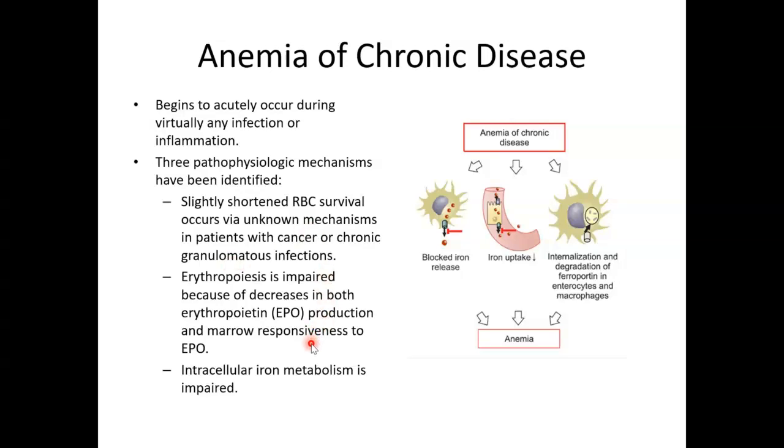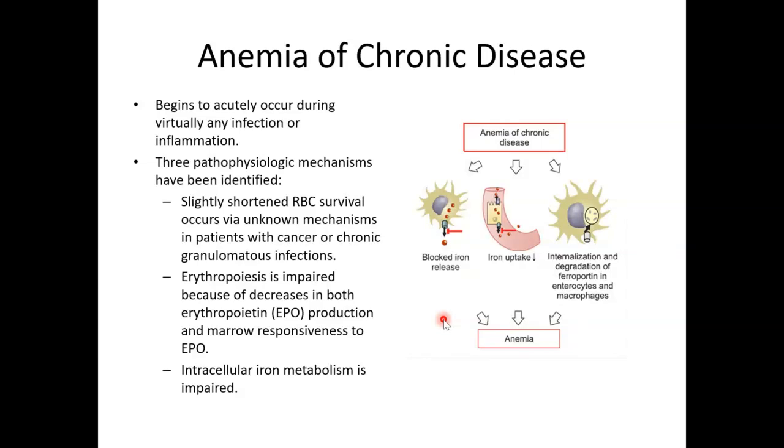Number two, erythropoiesis is impaired because of a decrease in both the production of EPO and the bone marrow's ability to respond to EPO. So if there's some type of process going on here, obviously the person's going to be anemic and not going to be making many red blood cells. This is very classic with chronic kidney disease. And then the third is that intracellular iron metabolism is impaired. Somehow they have iron stores, they have enough iron, but it can't be released or it can't be used. So any of these three things can lead to anemia.